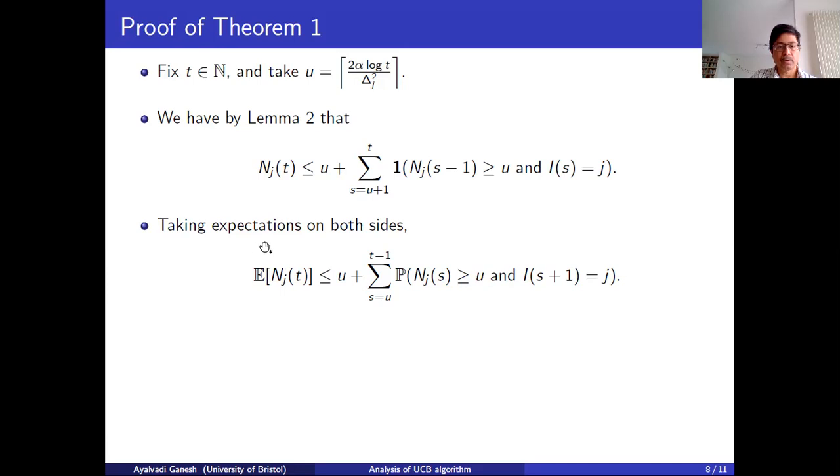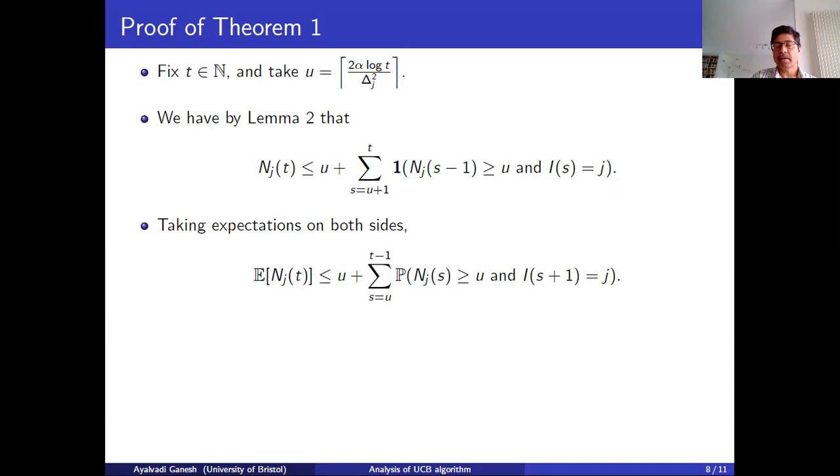It's true for any random variables with finite expectations that the expectation of the sum is the sum of the expectations. So using linearity, the expectation of njt is bounded by the sum of the expectations. The first term is u. u is not random, it's a constant, so the expectation of u is just u. And then taking the expectation inside the sum, we have the expectation of this indicator random variable.